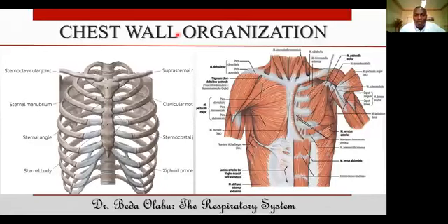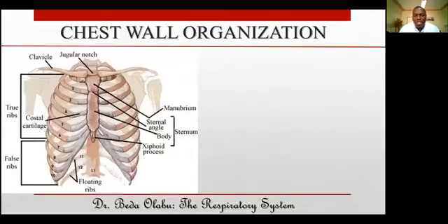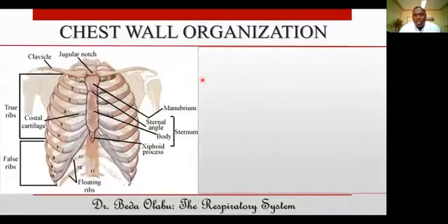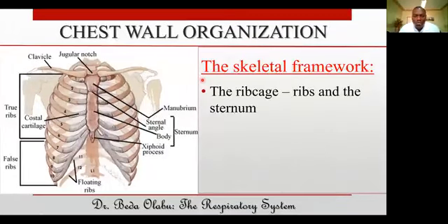So the chest wall can be viewed to consist of the skeletal framework as well as the muscular framework. What I mean is that there are bones, or rather the skeletal system, that form the framework of the chest wall, but there are also muscles that constitute the framework of the chest wall. Let's start with the skeletal framework. The skeletal framework of the chest wall consists of the rib cage as well as the vertebral column. Remember, when you talk of rib cage, you are referring to the ribs and the sternum.